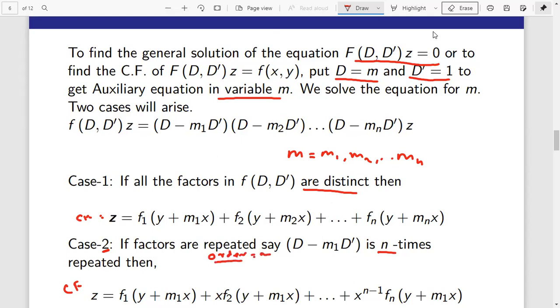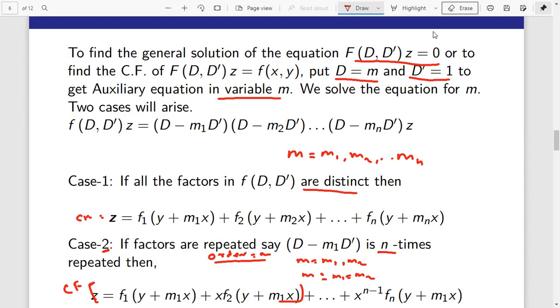Second order, we will get two roots, m equal to m1 and m2. If both roots are equal, m equal to m1 equal to m2, then the solution will be z equal to f1 of y plus m1 x plus x into f2 of y plus m1 x, because m1 and m2 both roots are same.